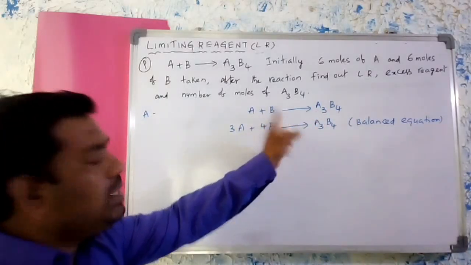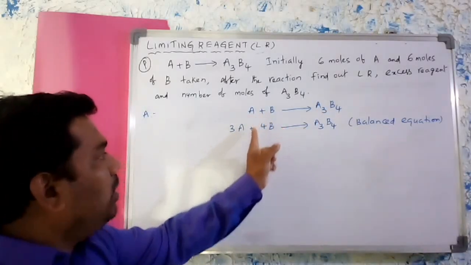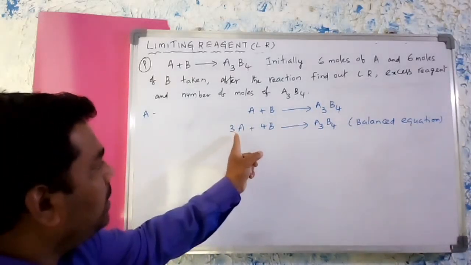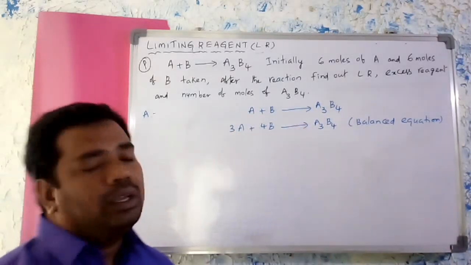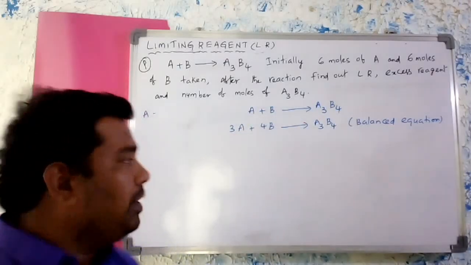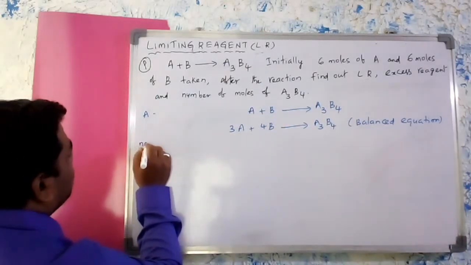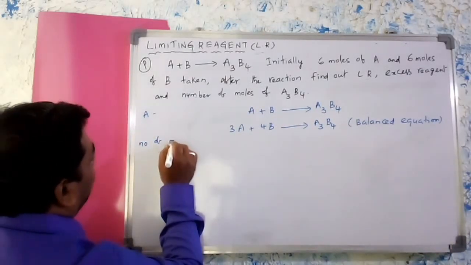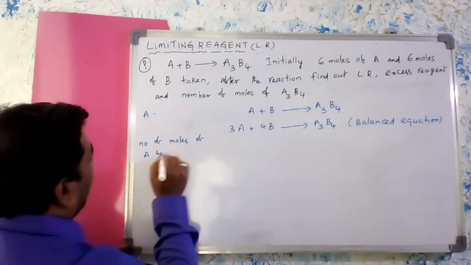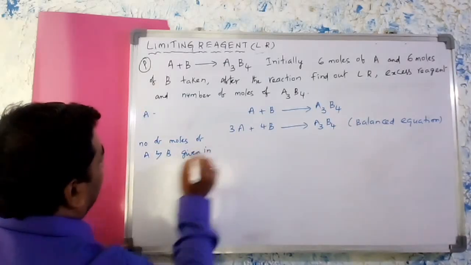So this is not a stoichiometric equation. First of all, we will write the balanced equation or stoichiometric equation, that is 3A plus 4B gives rise to A3B4. So this is a balanced equation, right? Then write the number of moles of A and B given in the question.